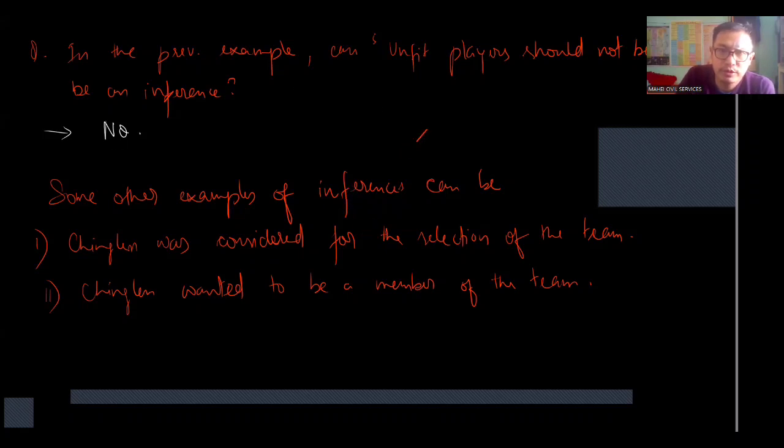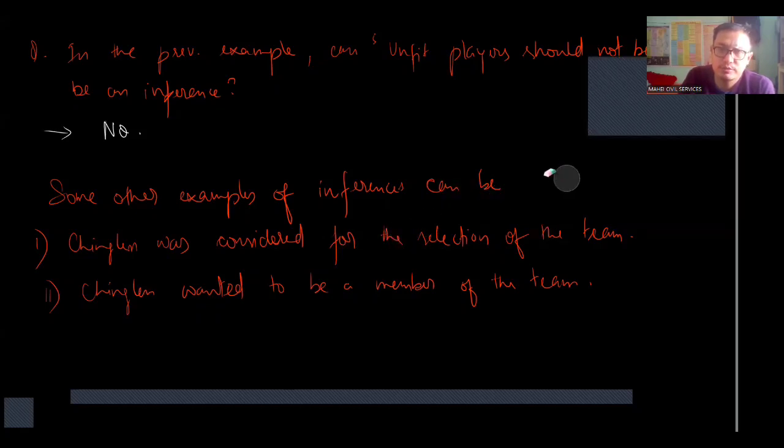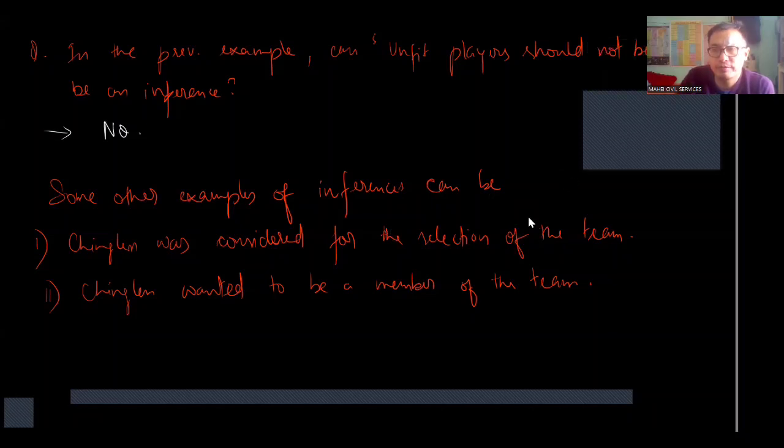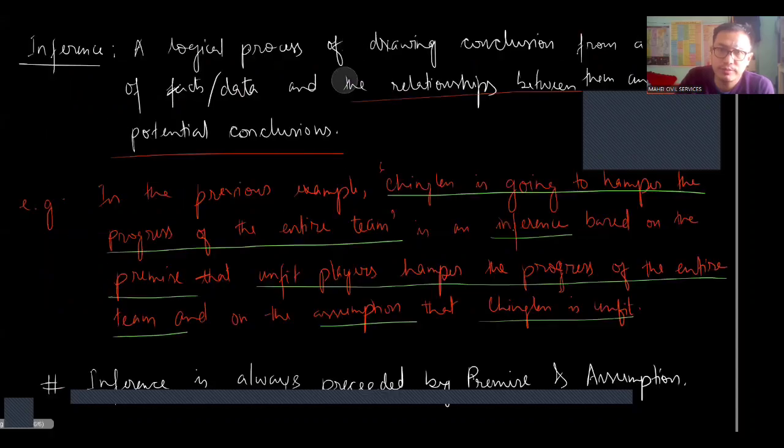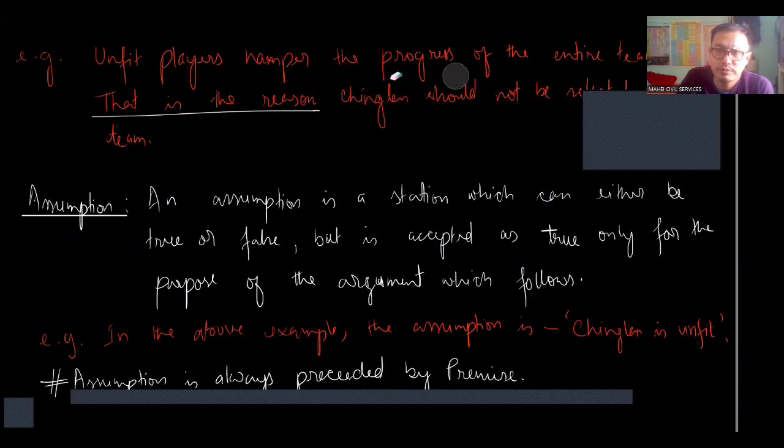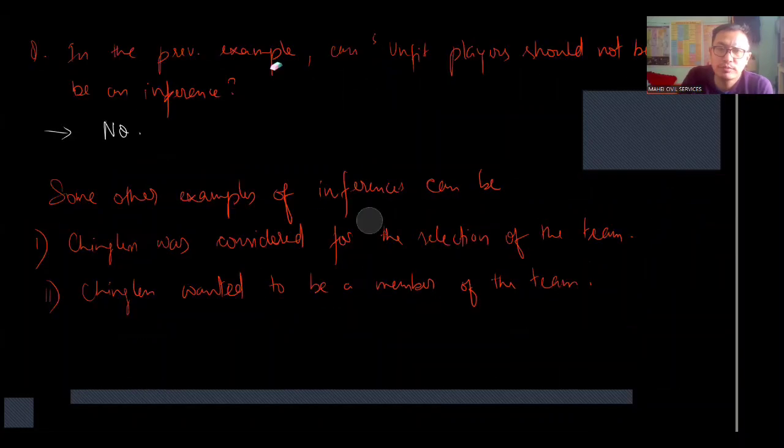Now the assumption is that Chinglen is unfit. The premise is that unfit players hamper the progress of the entire team. So this is the premise. And what is the assumption? The assumption is Chinglen is unfit. The assumption at the beginning is that unfit players should not be selected.